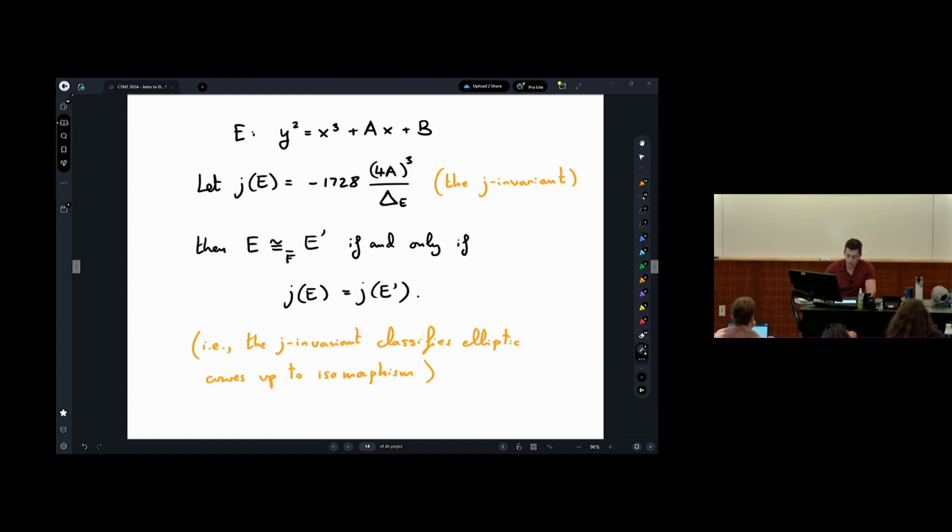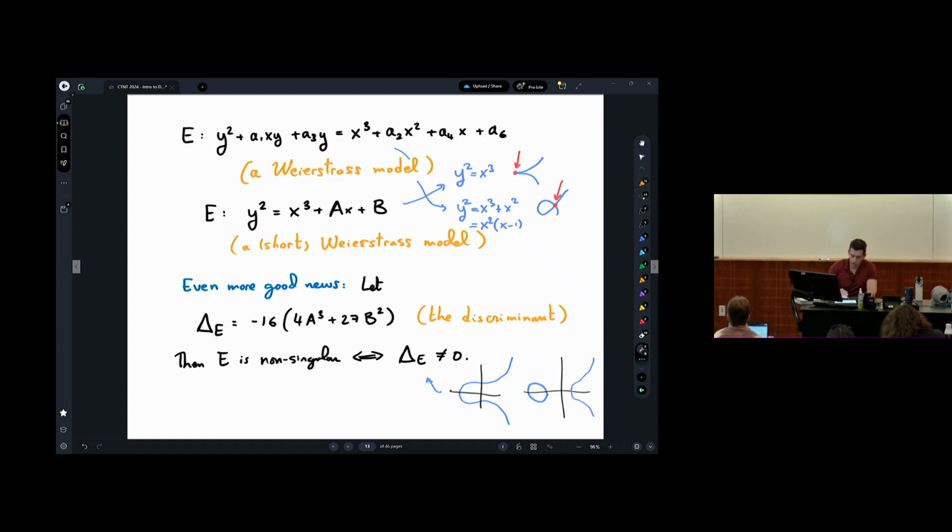Similarly, there's another invariant. If you have a short Weierstrass model, by the way, I didn't write it down because it's a mess, but there's an equation for the discriminant for long Weierstrass equations that does the same job.